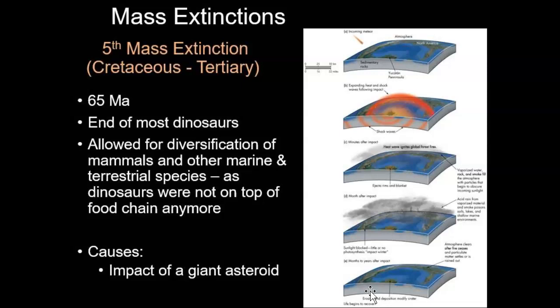A sequence of events is depicted here in the images, and I pinpointed some of them, but it's kind of hard to see them. Page 575 of your book has them much larger and easier to see, so you can follow along with what I just said.